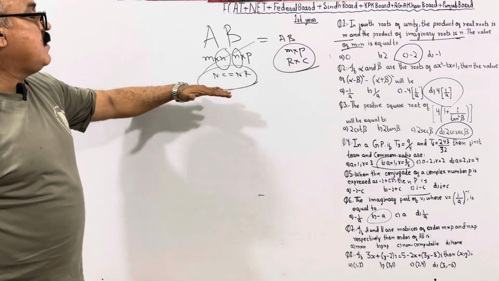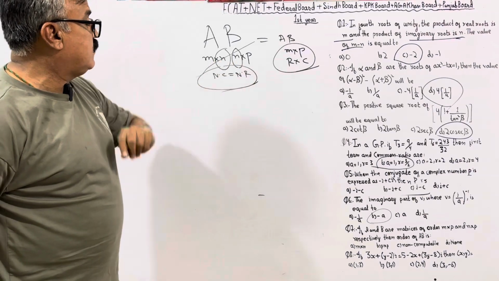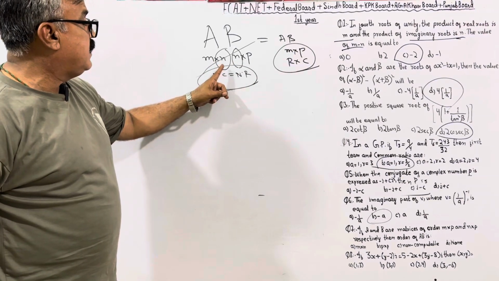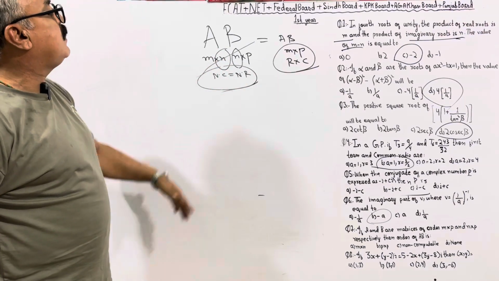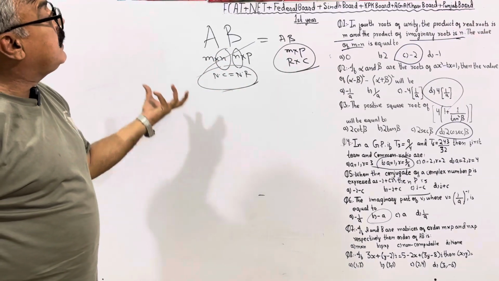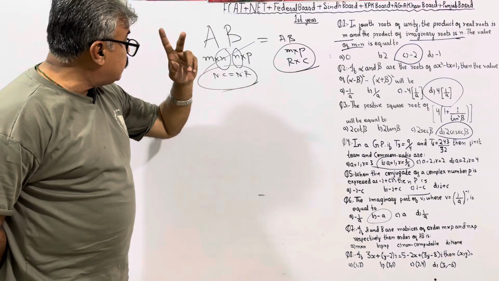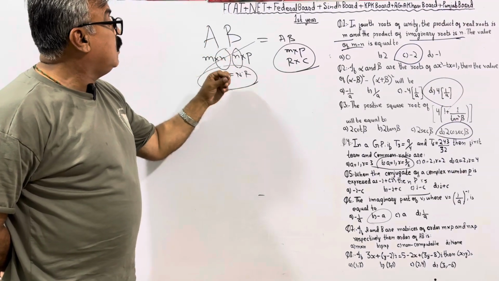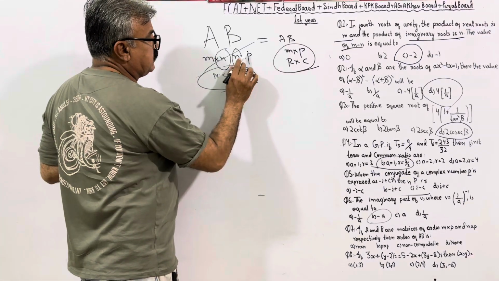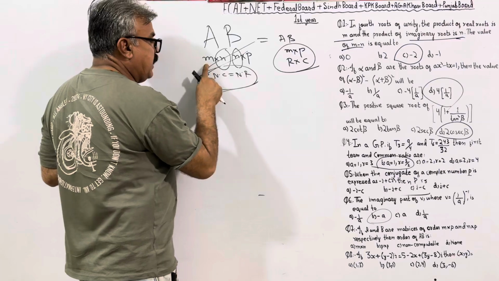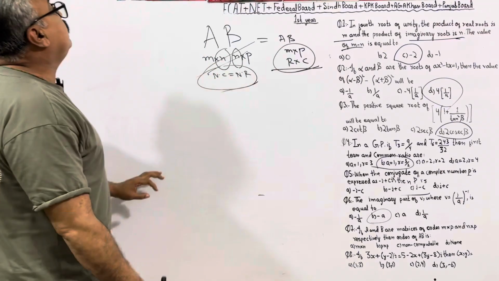What is the condition for two matrices to be multiplied? The number of columns of the first is equal to the number of rows of the second. Then we are in a position to multiply the matrices. What is the order of the multiplication A into B? We can guess even without multiplication, that is, slash out the common portion. M rows and P columns is the order of the matrix A times B.